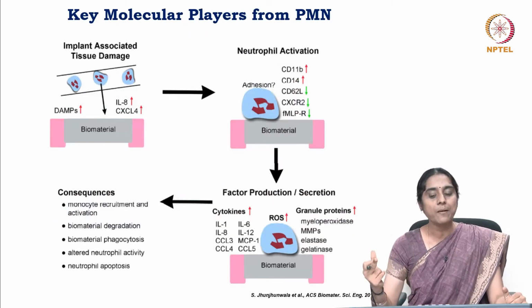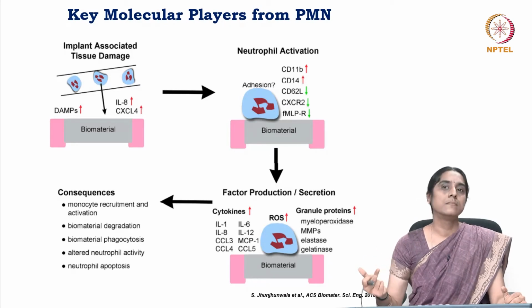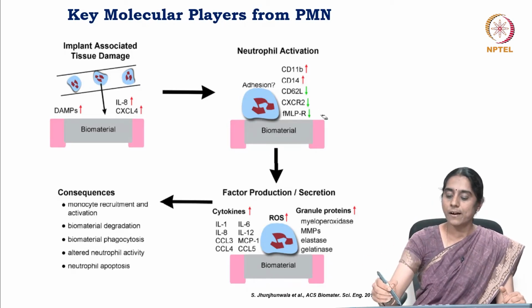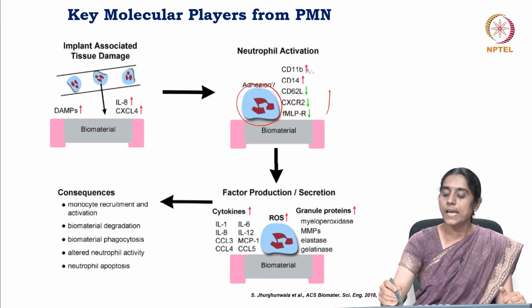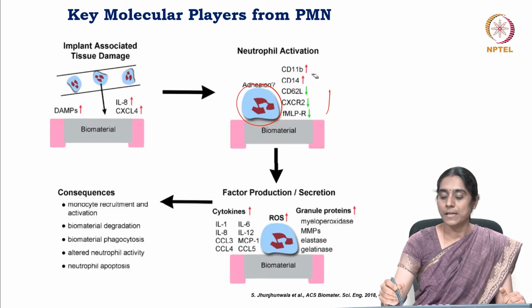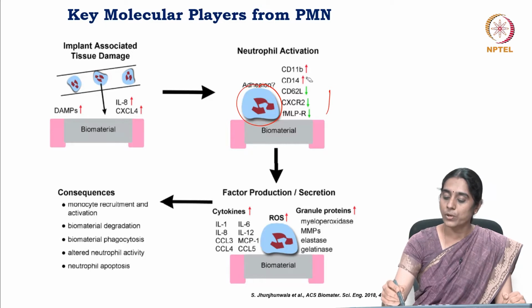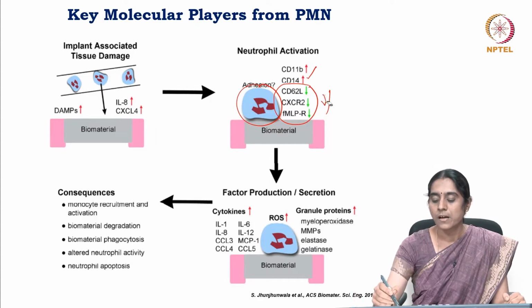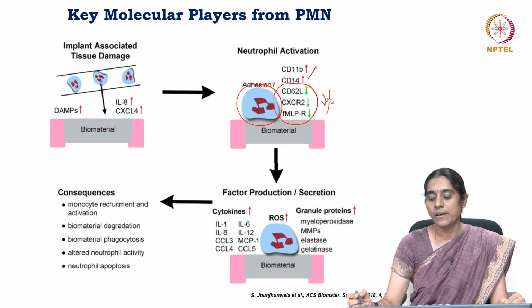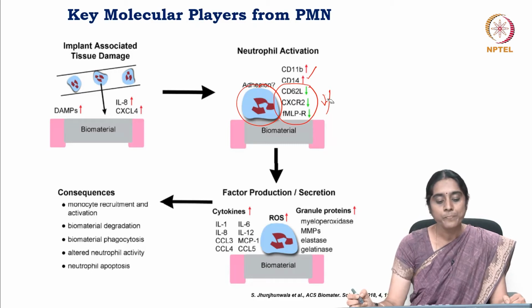So, what are the key molecular players from neutrophils? You can see that when a neutrophil is activated, the molecules CD11B and CD14 are increased, whereas CD62L and the other two molecules are not expressed well. Their expression is reduced.